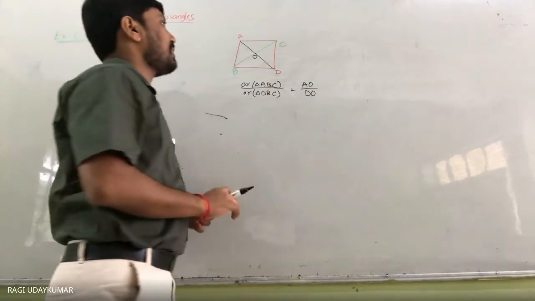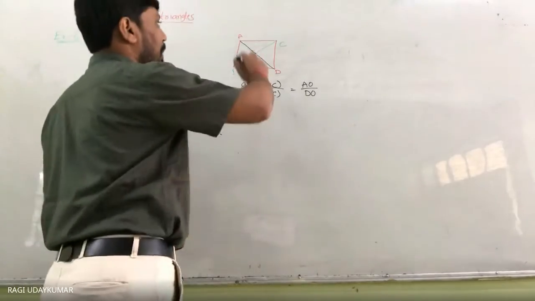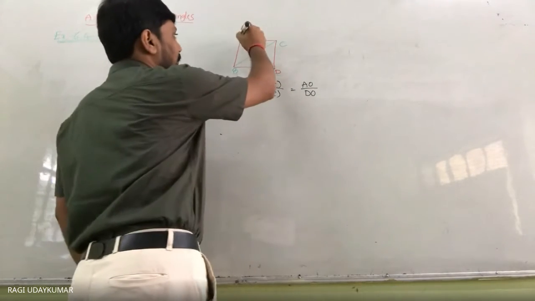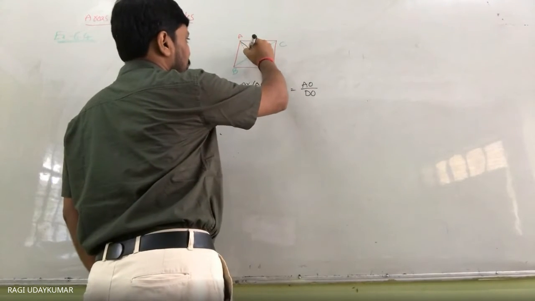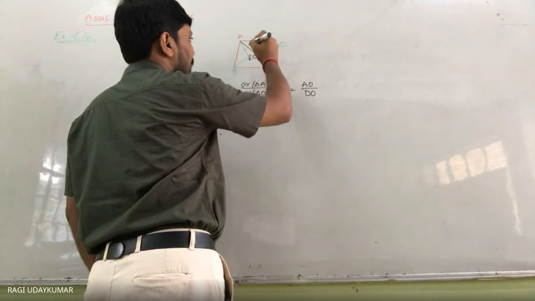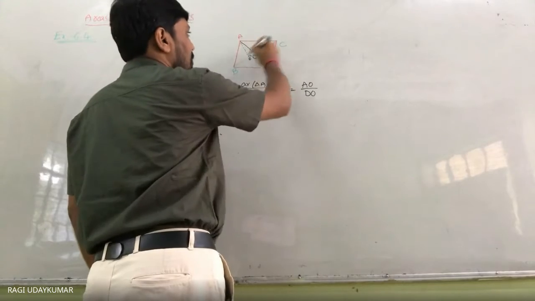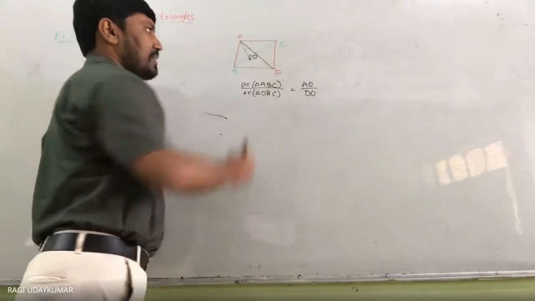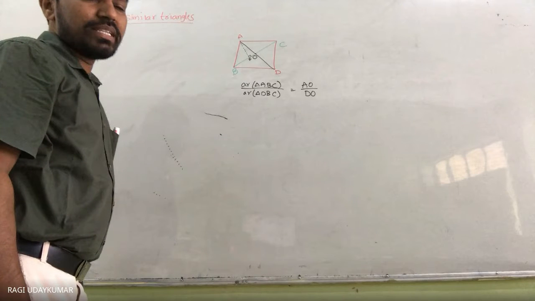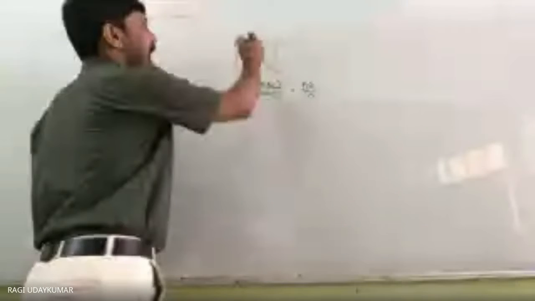In this situation, we have to drop the perpendicular. See, there is triangle ABC. For triangle ABC, you drop one perpendicular here, like this. This is the perpendicular, let us consider it E. AE is the perpendicular. So what is the area of triangle ABC? Half into base into height.